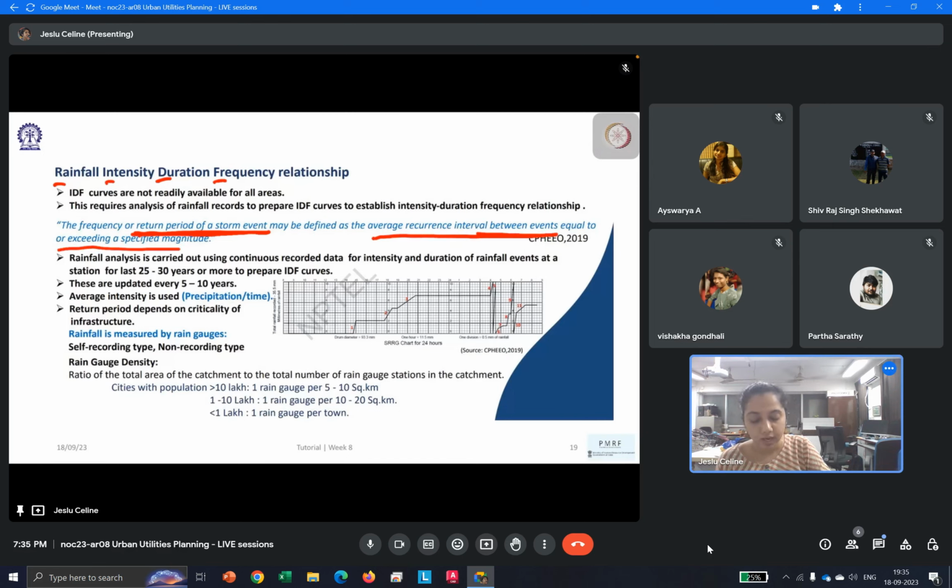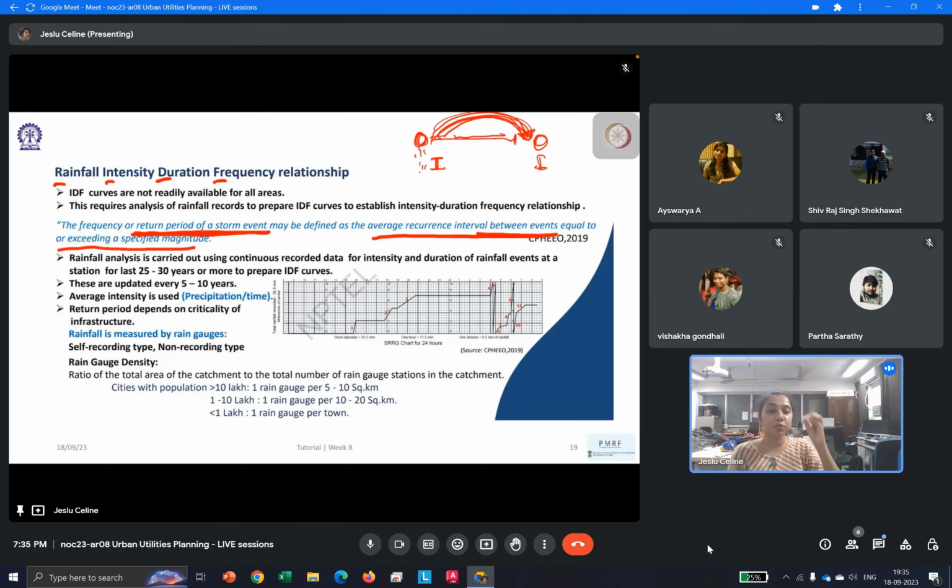For instance, on a particular month there was a storm which had a particular intensity or duration, and after a certain interval this is repeating again with the same intensity. The period after which it repeats is called the return period.